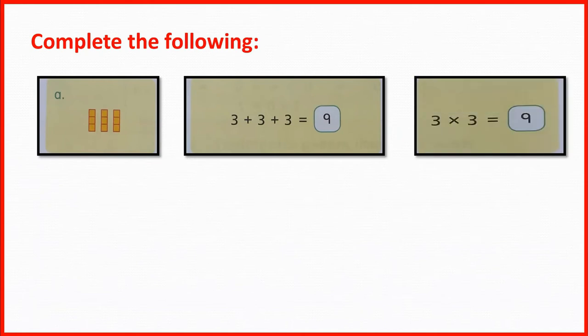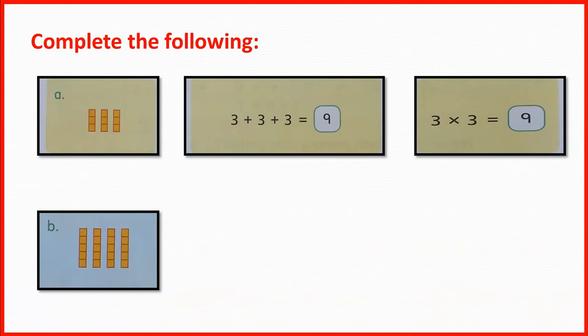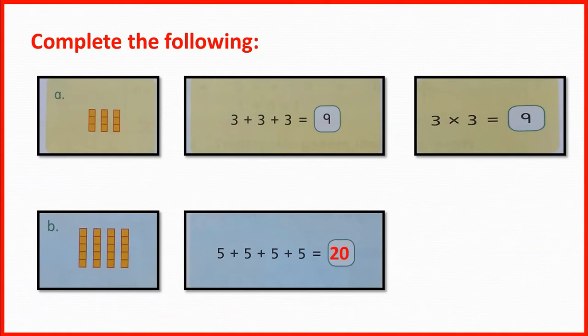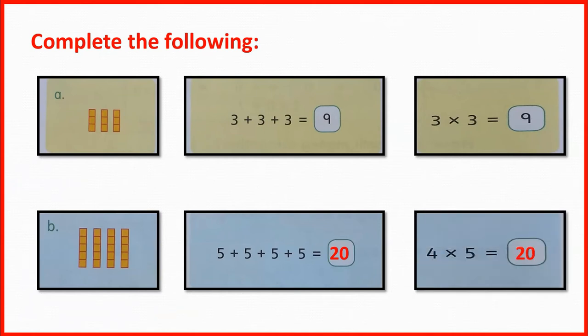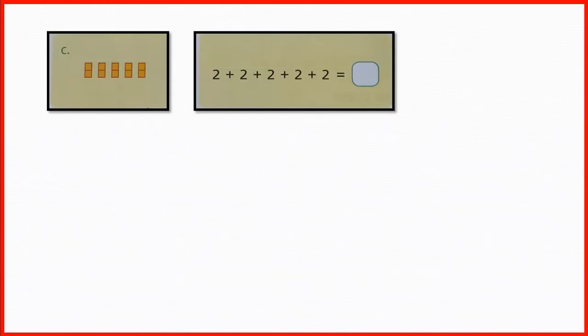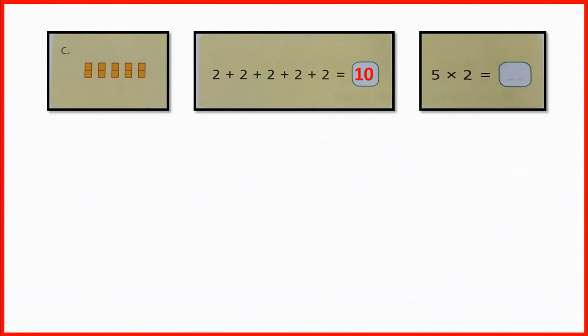Now there are 4 sets of 5. 4 sets of 5 is equal to 20. Now we can write it like this: 4 5s are 20. Now there are 5 sets of 2. 5 sets of 2 is equal to 10, and we can write it like this: 5 2s are 10.